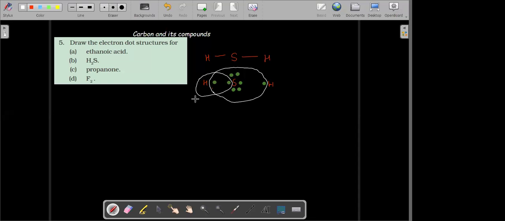Now for the other hydrogen, again we'll draw a circle representing the hydrogen and its 2 electrons. So this is how the shell for hydrogen is complete. So this is the electron dot structure for H2S. Okay. Now all of you try to draw the electron dot structure of propanol. First make its bond structure, then replace the bonds with electrons.